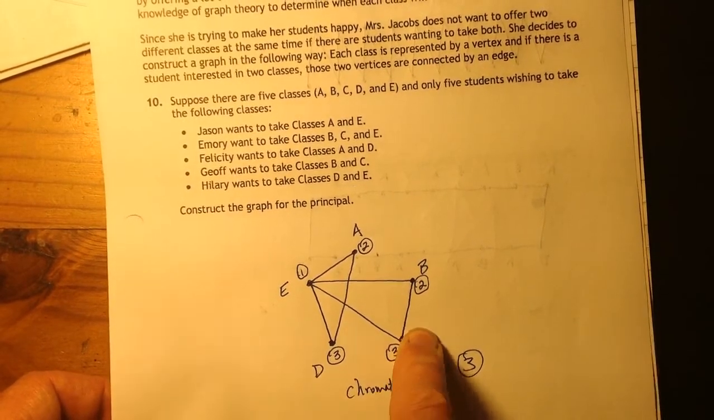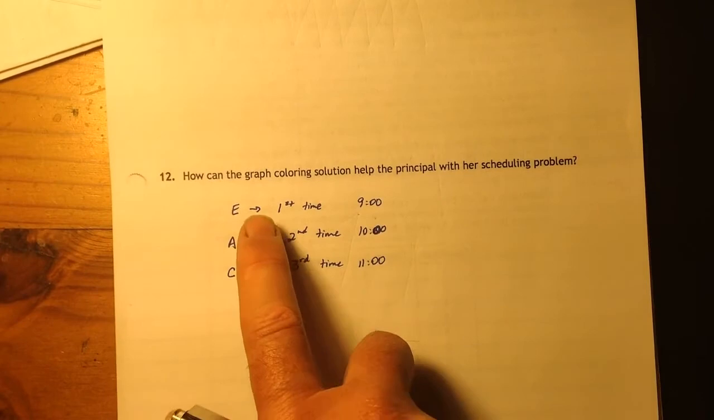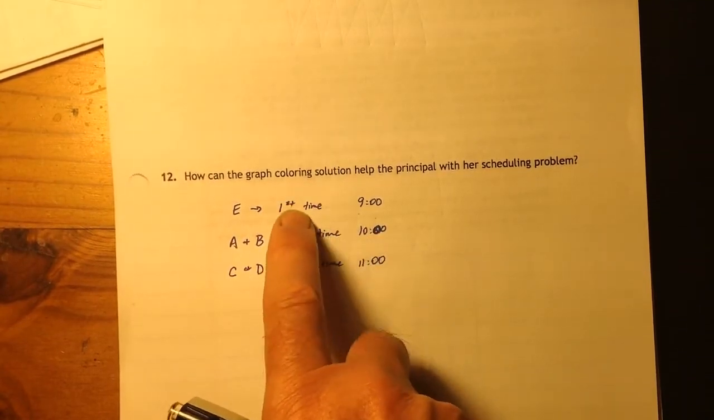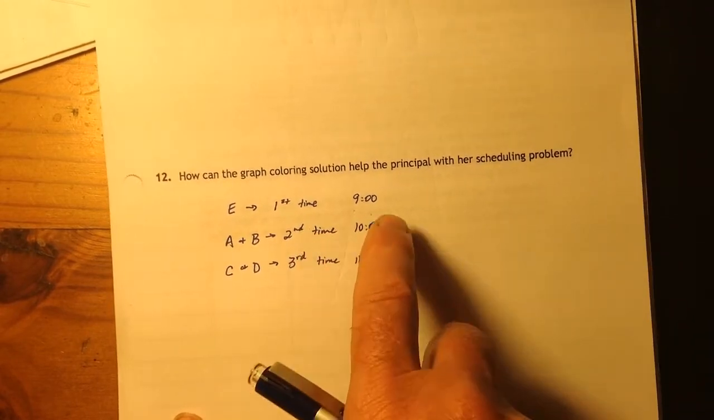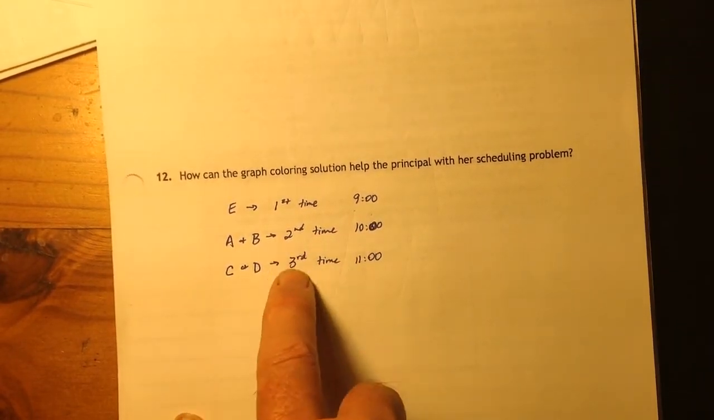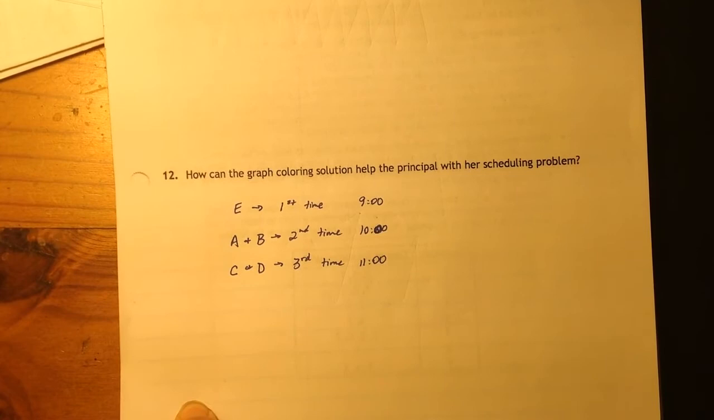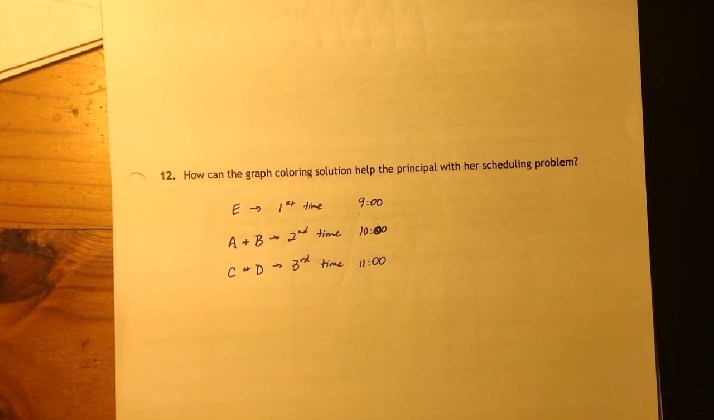All right? So I said, I'm going to make E at the first slot. Let's just say 9 o'clock. A and B are together. They're going to be at my second time. Let's call it 10 o'clock. And then C and D, that's my third time. I'm going to call it 11 o'clock class. Now with that schedule, every student will be able to attend all the classes they want. You have no issues there.